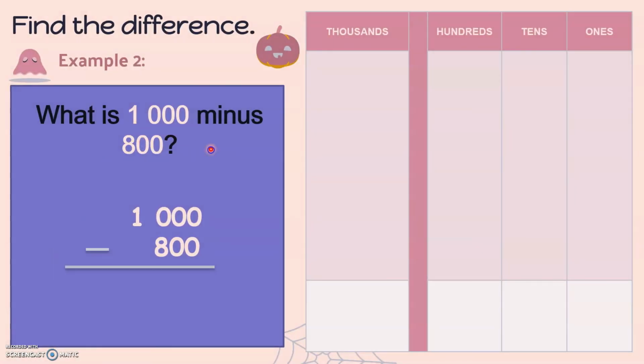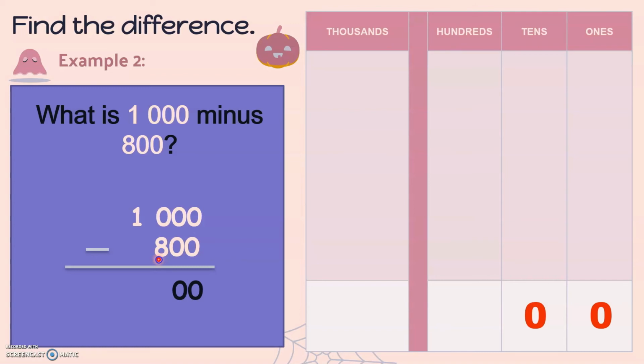What is 1,000 minus 800? So, we have our equation 1,000 minus 800. Let's start subtracting from the ones place value and so on. So, we have 0 ones minus 0 ones is 0. The next is the tens place value. We have both 0, so still, the answer is 0. Next is the hundreds place. We have 0 hundreds subtracted by 8 hundreds.